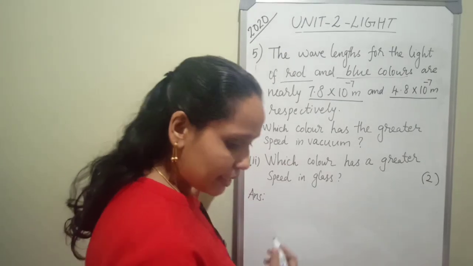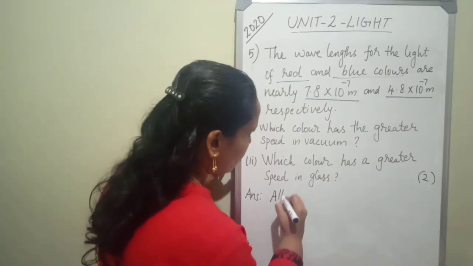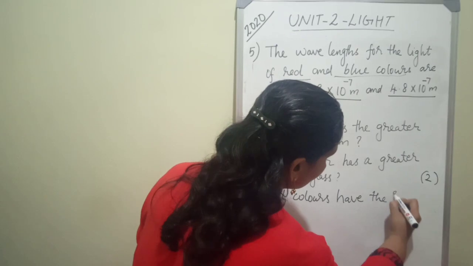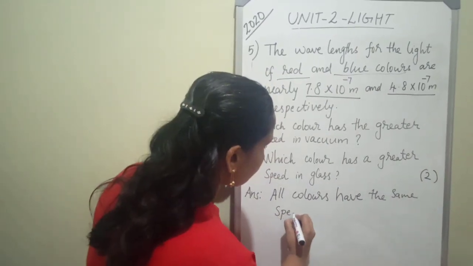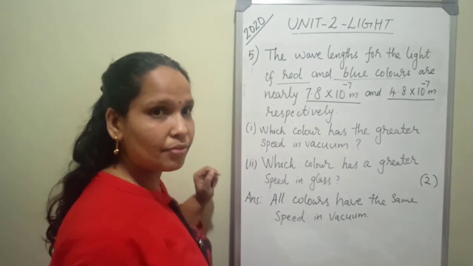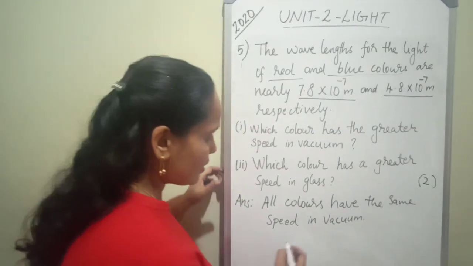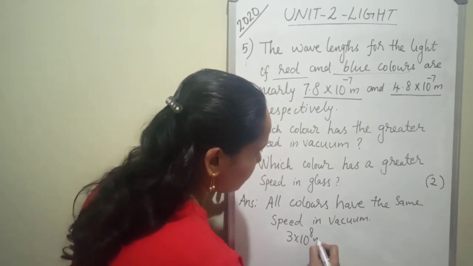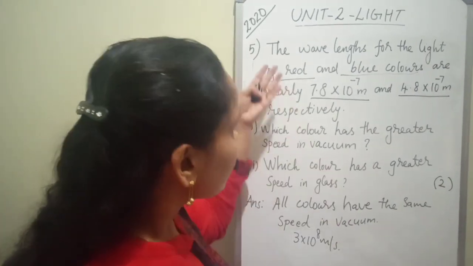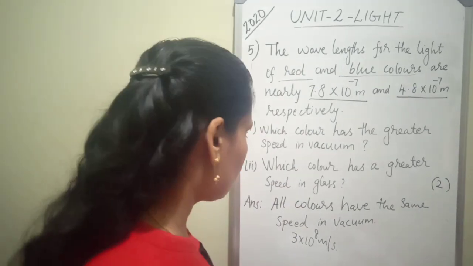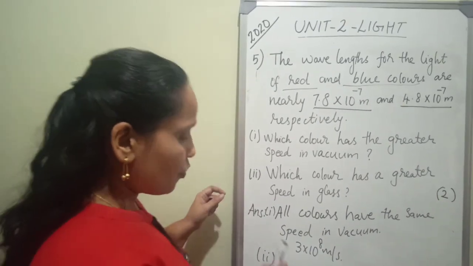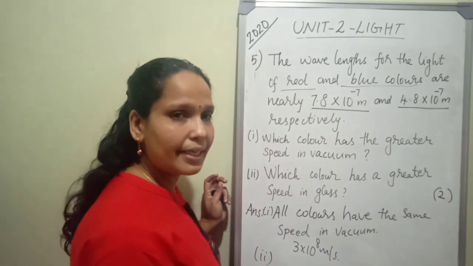So we can write here: all colors have the same speed in vacuum. What is that speed of light in vacuum or air? That is 3 into 10 to the power of 8 meter per second. All the colors will have same speed. Particularly for this, 2 colors they have asked, both will have same speed. That is our first part answer. If you write this, all colors have the same speed in vacuum, you get 1 mark for that.